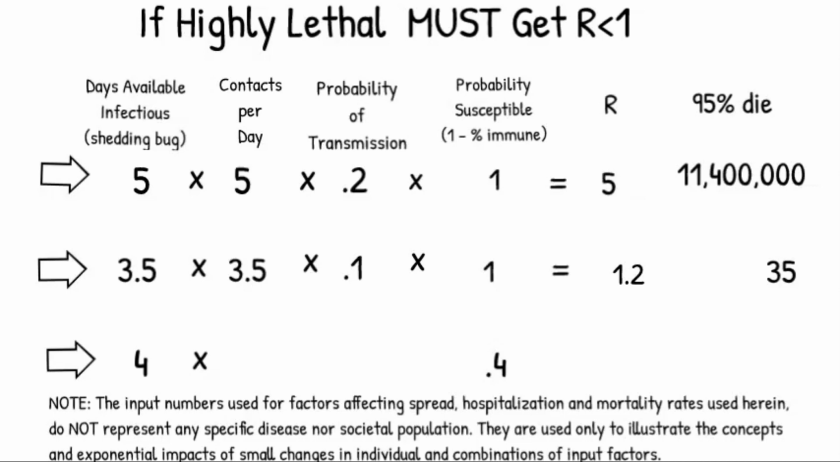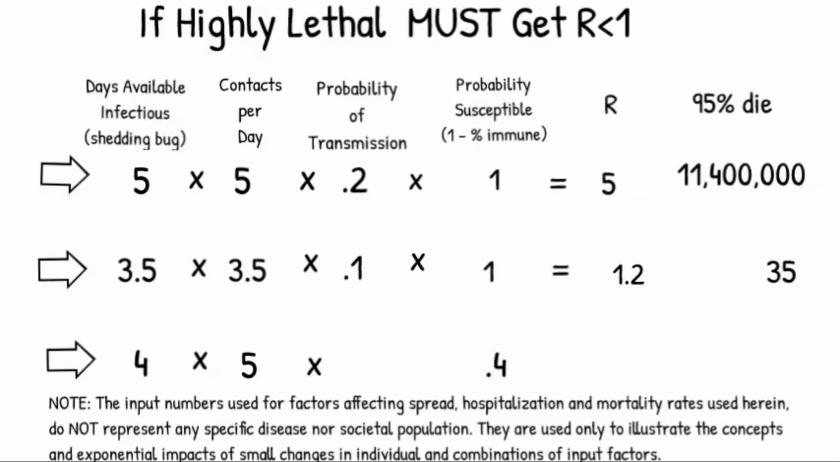So the days available as shedding or infectious is up to 4, not up to the original 5, but up from when we were really crunching down on movement. And the contacts per day is back up to 5, the normal rate. So people are moving around as normal before this all started.